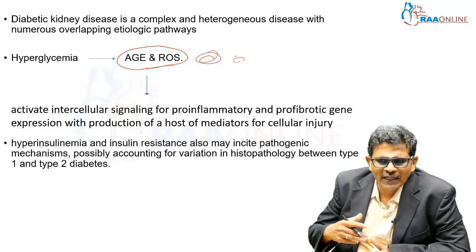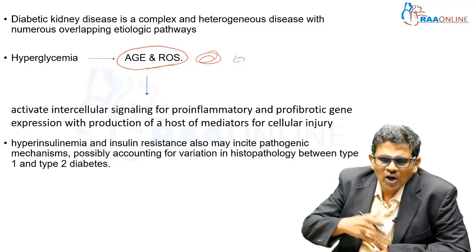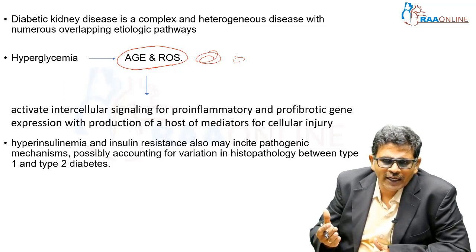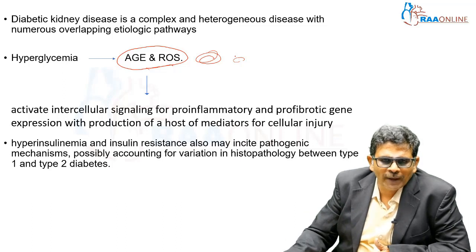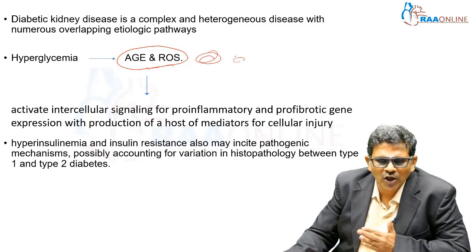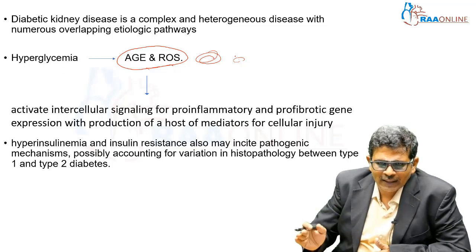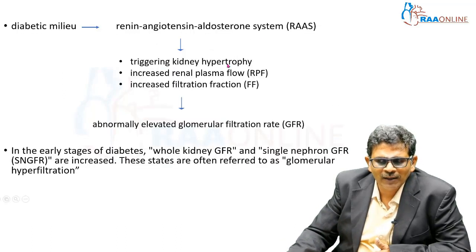That is the reason why, when we see the histopathological subtypes between type 1 and type 2, there are lots of variations. What brings these variations in histopathology between type 1 and type 2 is the hyperinsulinemia and insulin resistance, which contribute to the pathogenesis of diabetes. So on pathophysiology, what we need to remember clearly is that the glycation end products and reactive oxygen species bring in a host of factors responsible for the cascade of events in diabetic nephropathy.